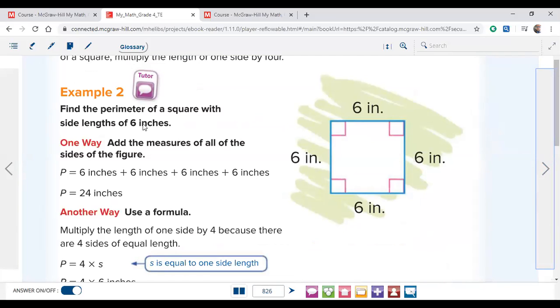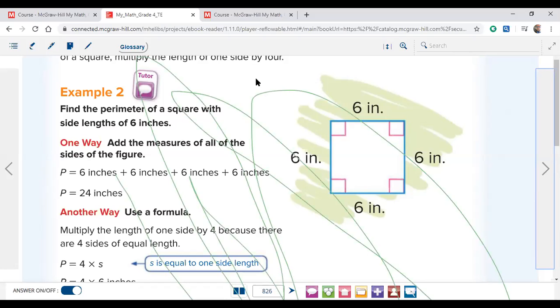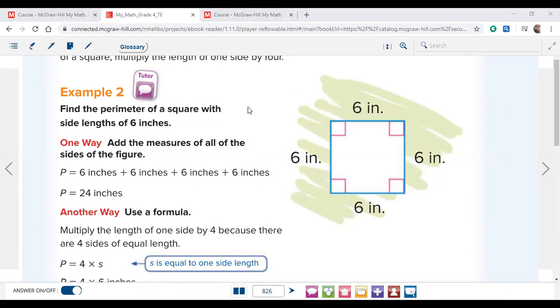As we know, a square has 4 sides with the same length, all sides the same. So if I want to find the perimeter, as we said, to add the whole distance around the shape, it will be like this. 6 plus 6 plus 6 plus 6 equals 24.